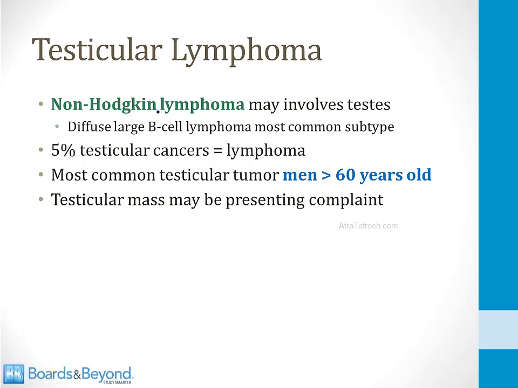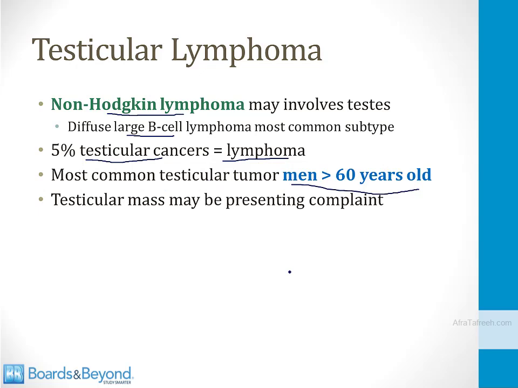Let's talk about testicular lymphoma. Non-Hodgkin lymphoma may involve the testes. The diffuse large B-cell subtype is the most common, and I talk about non-Hodgkin lymphoma in detail in a video in the hematology section. But the reason I'm talking about it here is because it turns out that 5% of testicular cancers are lymphomas. So these don't arise in the testes, they arise somewhere else in the body, but the patient is unable to detect the mass because maybe it's in their abdomen or in their chest. But when it reaches the testicles, then a palpable mass is found, and that's what brings the patient to medical attention. And in fact, this is the most common testicular tumor in men over 60 years old.